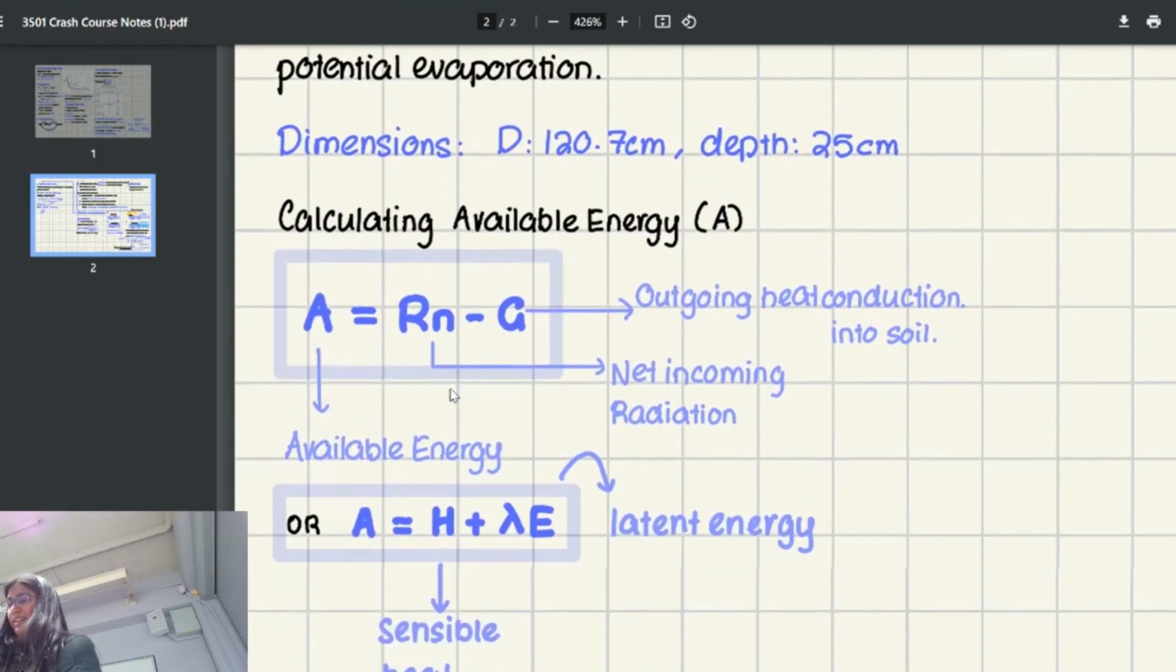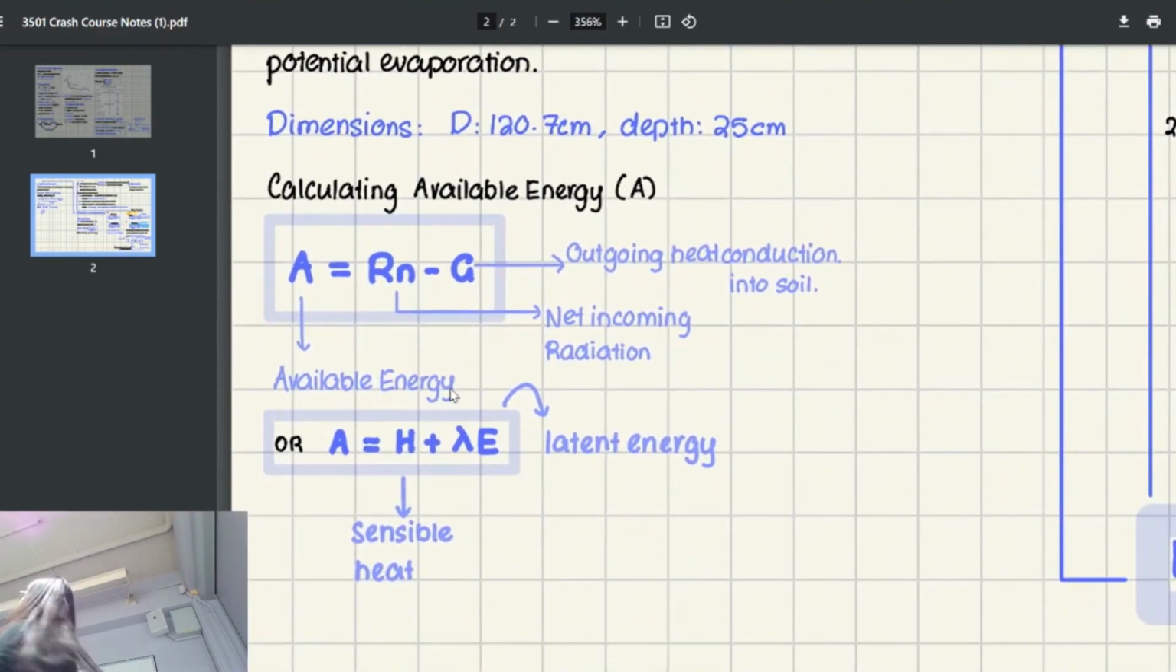But other than that, I'll just wrap it up quickly. Those two are just some extra formulas for calculating the available energy, which is considering the outgoing heat conduction into the soil, the net incoming radiation, which would be your shortwave radiation from the sun, and your latent heat energy, which is considering the amount of energy required to evaporate the water. Yeah, that's it for week 2. I'll hand over to.